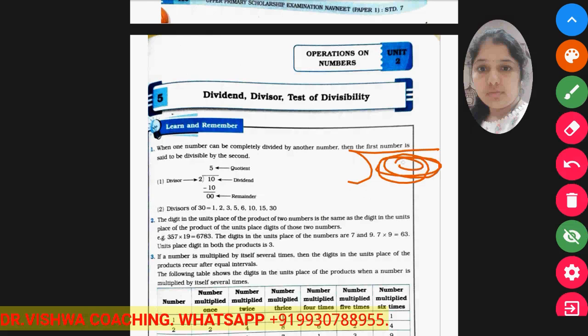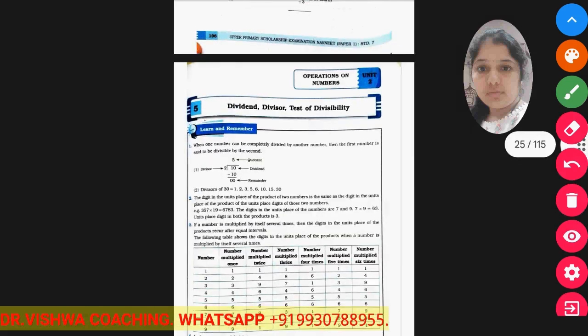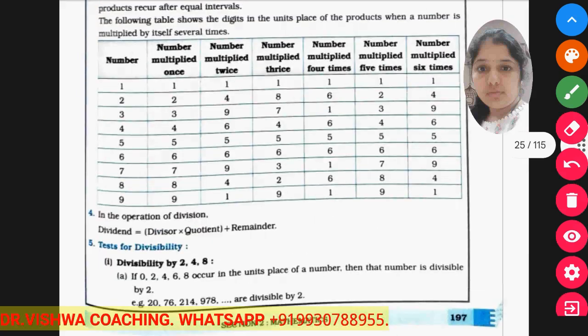So here what we write is the dividend. The number which divides this number is called the divisor. The answer we get is known as the quotient, and if some remainder is remaining, it is called the remainder. Okay, now we have to understand some things.